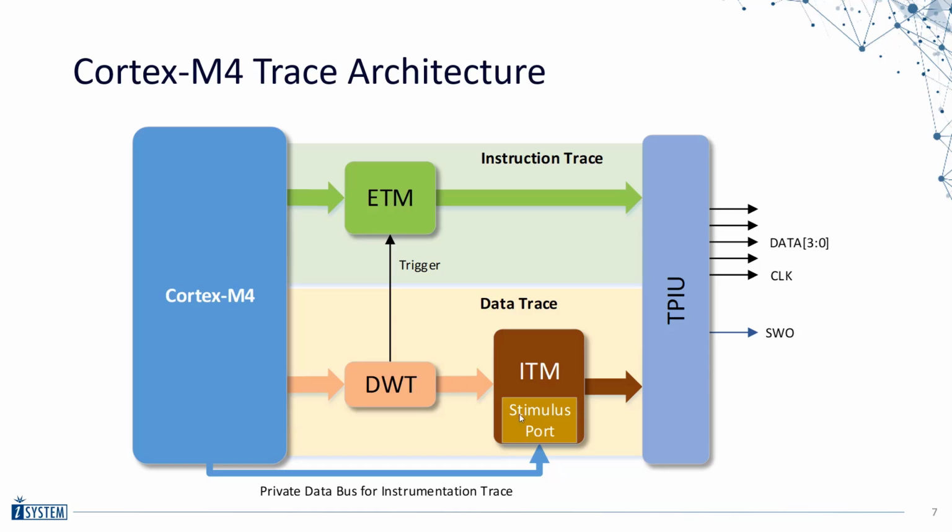Now I will talk about ITM, instrumentation trace macrocell. This module can generate trace messages by itself. In software, you can directly write to the ITM stimulus ports which generate trace messages and it goes to the TPIU. Now I will talk about the TPIU module. It receives trace messages from all the input sources and outputs them through two types of output port. The first one is parallel, which has either 1, 2 or 4 data pins and one clock pin. The other is also called SWO, which is an asynchronous pin port.